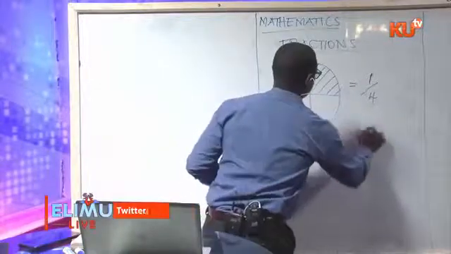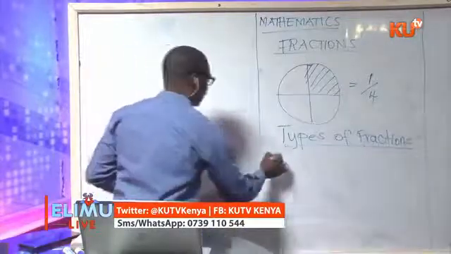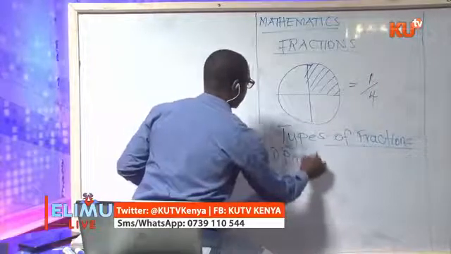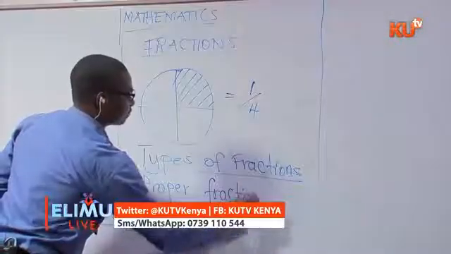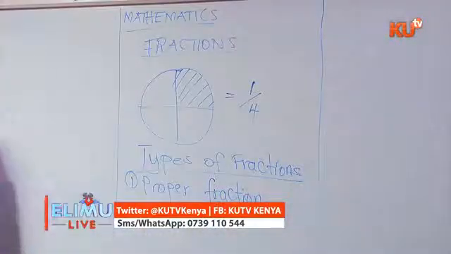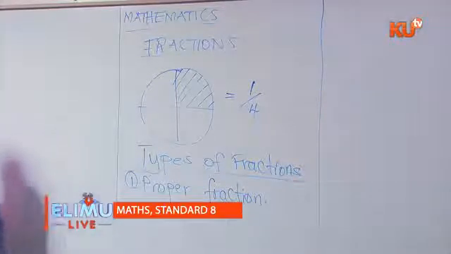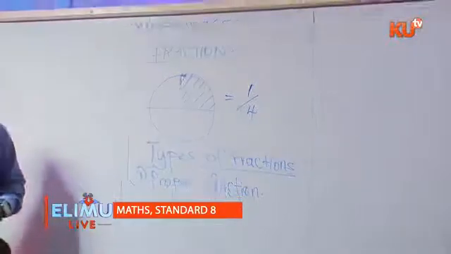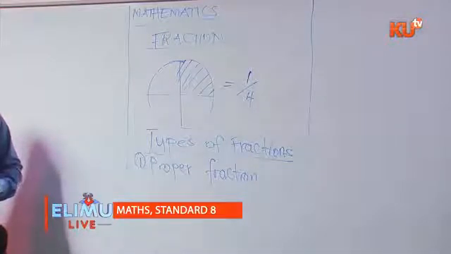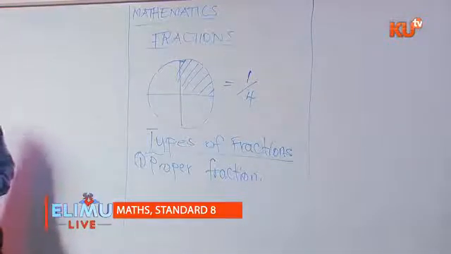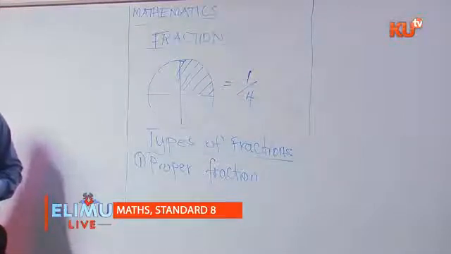So types of fractions. The first type of fraction we can look at is a proper fraction. A proper fraction is a type of fraction whereby the numerator is smaller than the denominator. That is a fraction we refer to as a proper fraction. A numerator is usually the number that is up, whereas the denominator is the number that is down.